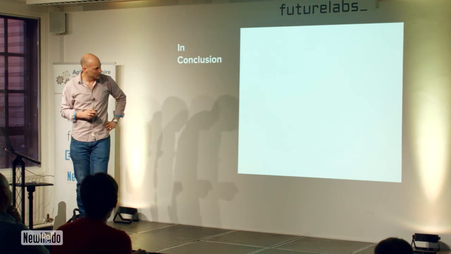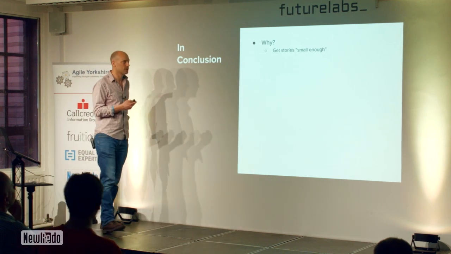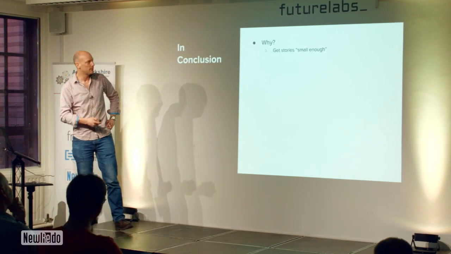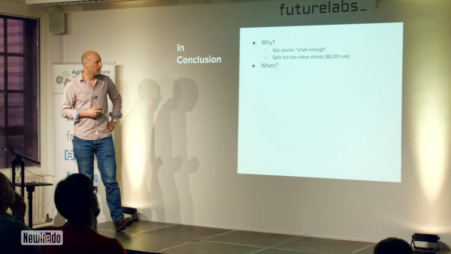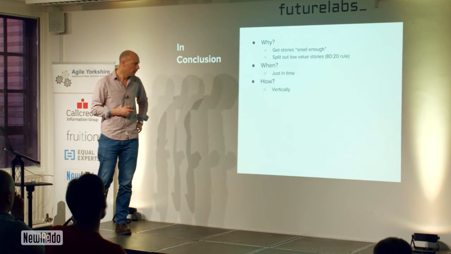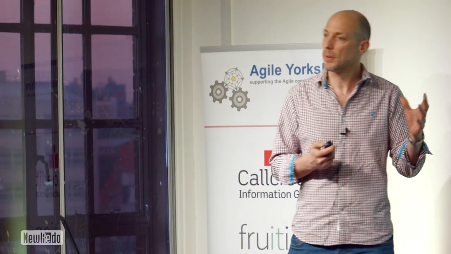So, in conclusion then, we've talked about why you would split stories. Getting stories small enough is only part of the story. Splitting out low-value stories, that's the big benefit for me, okay? When, just in time. How, vertically, as we've talked about. Iteratively, so keep doing it again and again, and keep splitting out the low-value stuff until you can't do it anymore. Decomposing user goals down into smaller and smaller bits, and keeping really focused on value.